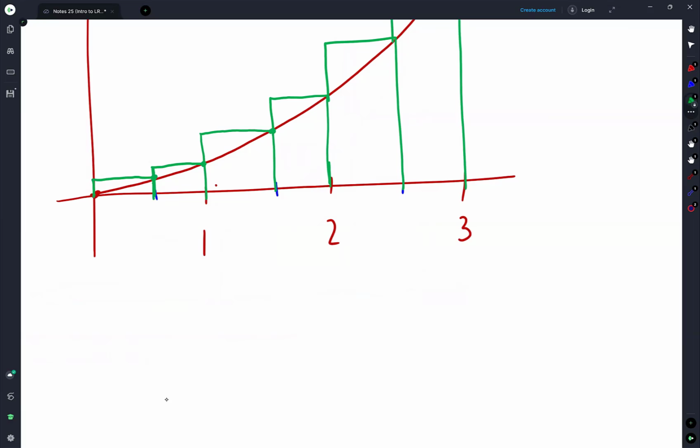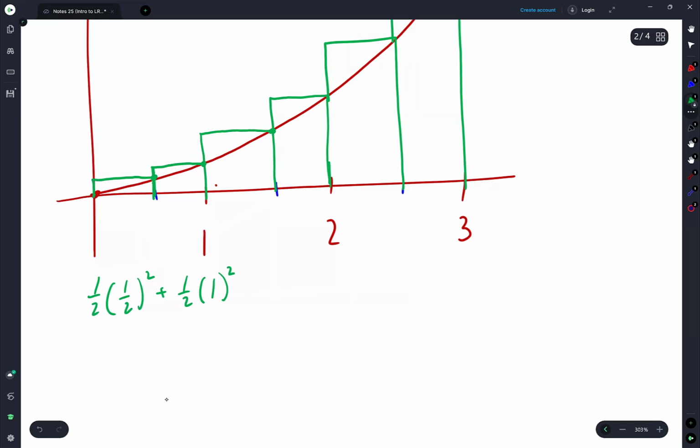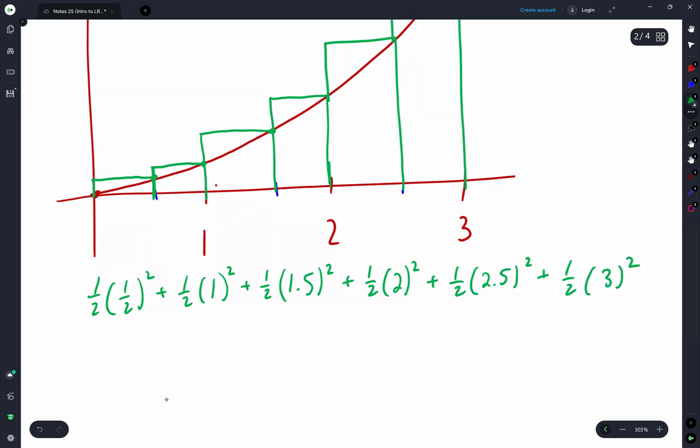All right, here we go. Let's calculate this area. 1/2 times, let's see, what do we use? 1/2 squared plus 1/2 times 1 squared plus 1/2 times 1.5 squared plus 1/2 times 2 squared plus 1/2 times 2.5 squared plus 1/2 times 3 squared.